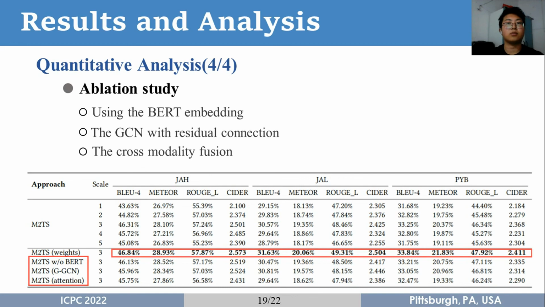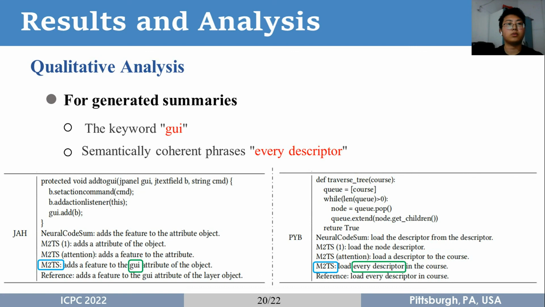Next, we conduct ablation experiments to explore the impact of methods used in M2TS. We mainly analyze 3 critical parts of the model: the use of the multi-scale embedding method, GCN with added residual connection, and the cross-modality filtering method. The data in the table show that all 3 of them are indispensable and related to the model's overall performance. We chose examples from these sets that generate better results for discussion. Compared with the baselines, our model can generate the keyword GUI and semantically coherent phrases in every descriptor.